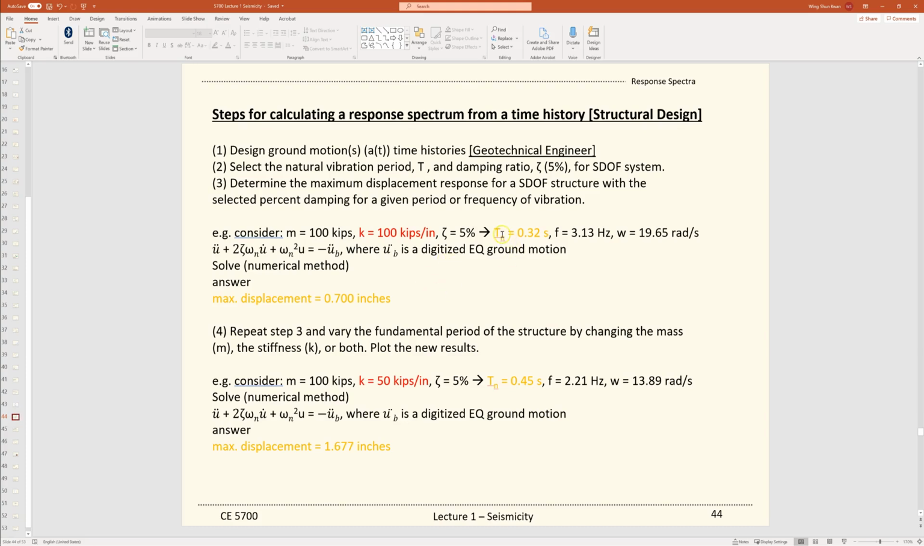So with one lateral time period and one stiffness, we got one answer. And if we change the mass and also the lateral period and the stiffness, then we can have another answer when subjected to the same ground motions. Then we will have another maximum displacement corresponding to the lateral time period.